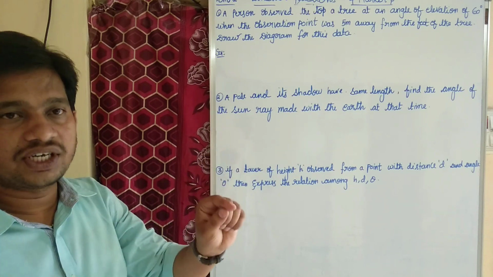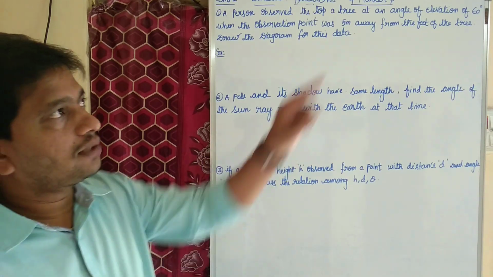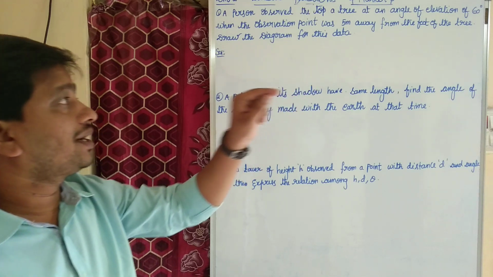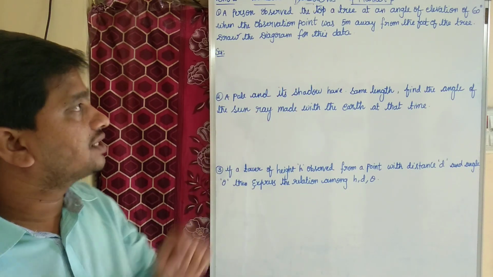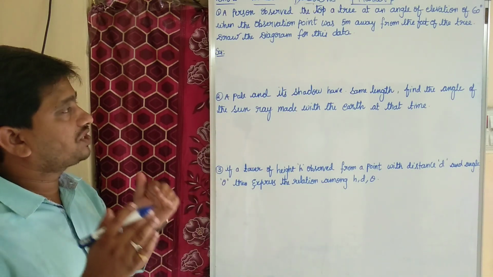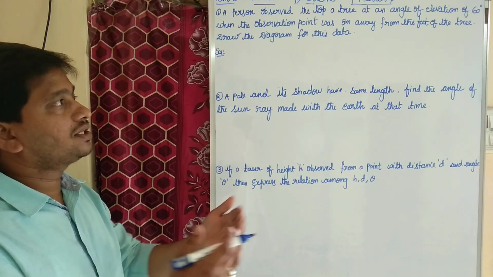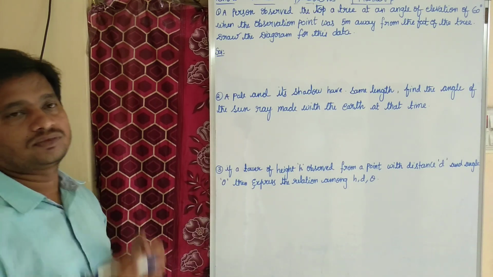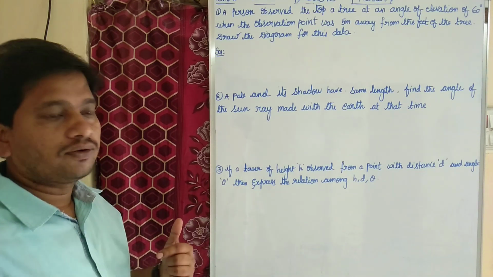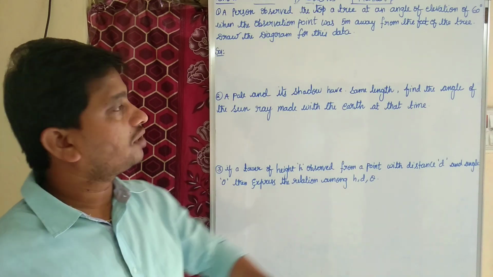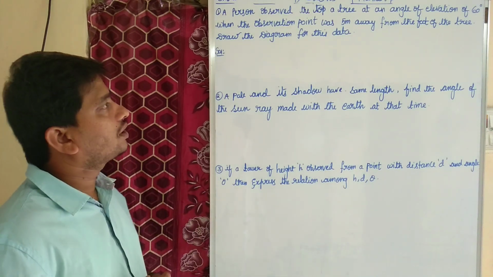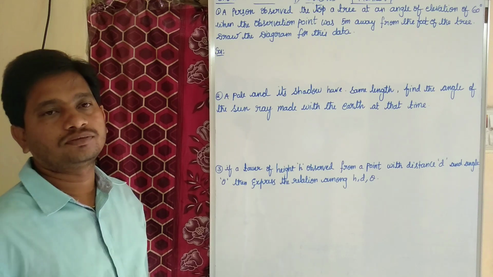Right? Children, coming to question number 1: A person observed the top of a tree at an angle of elevation of 60 degrees, when the observation point was 5 meters away from the foot of the tree. Draw the diagram for this data.